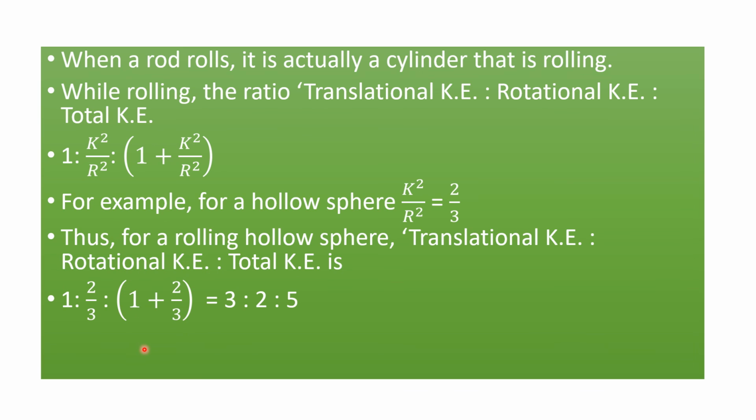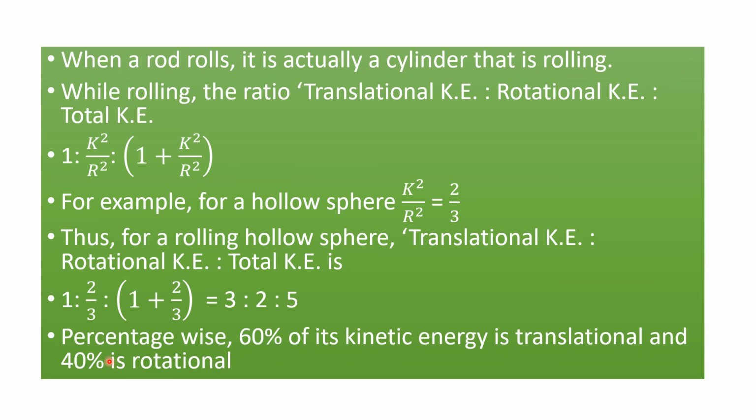Just solve this bracket. It can be written as 5 by 3, and then cancel out the denominator 3 from all three terms. We get the ratio as 3 : 2 : 5 for the rolling hollow sphere. Hence, we can say that percentage wise 60% of its kinetic energy is translational and 40% is rotational.